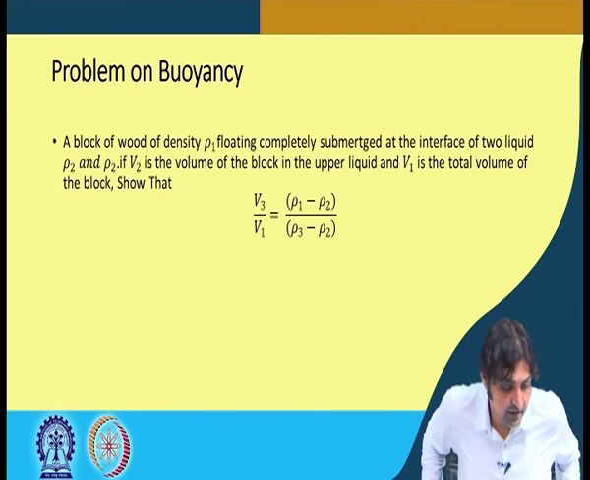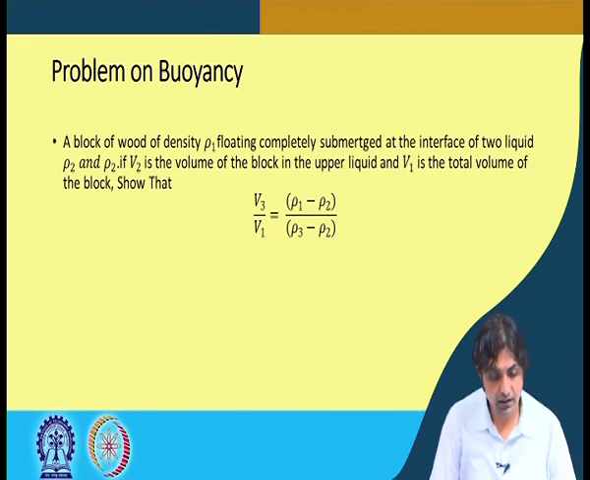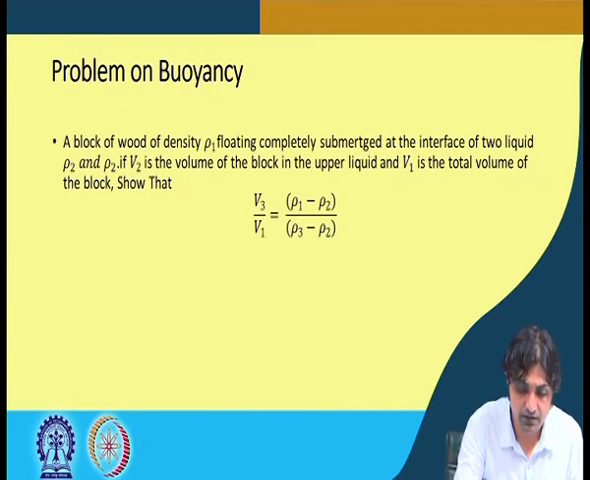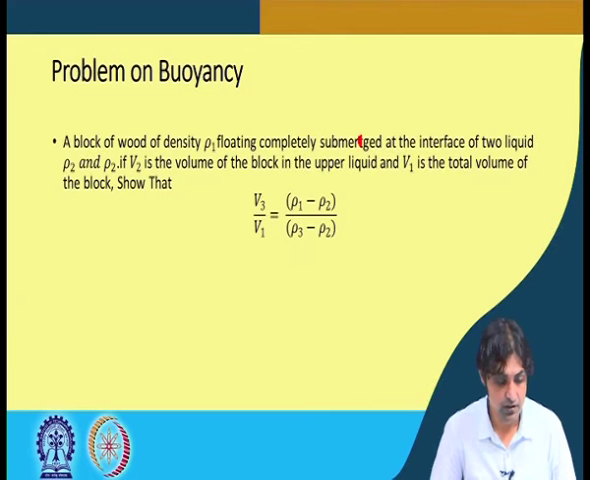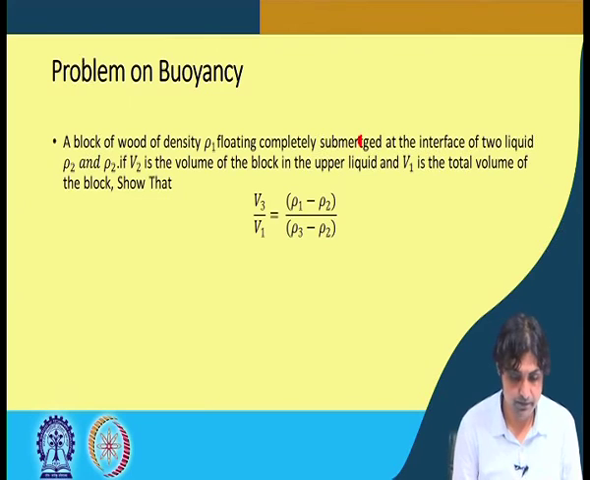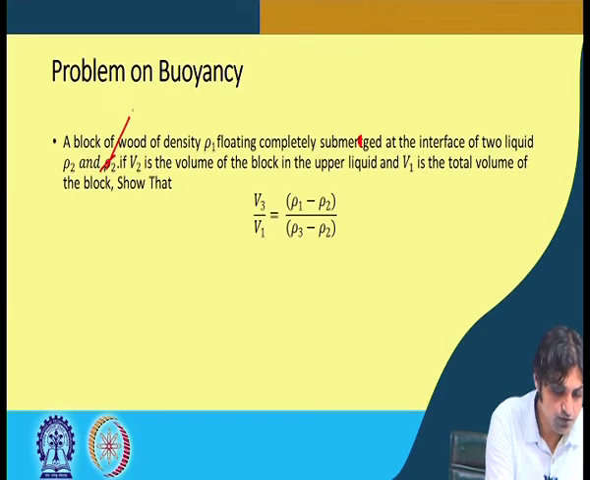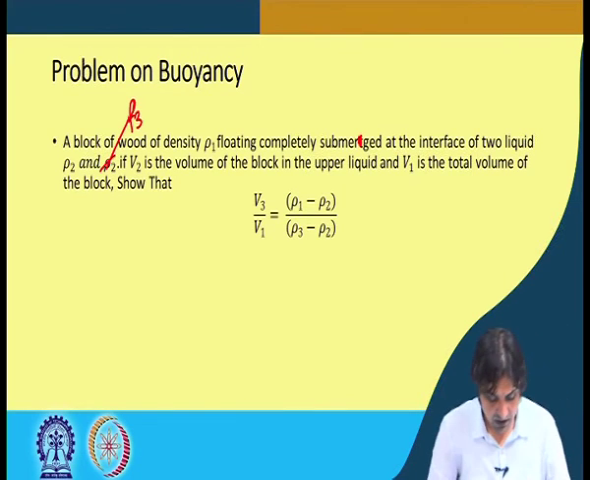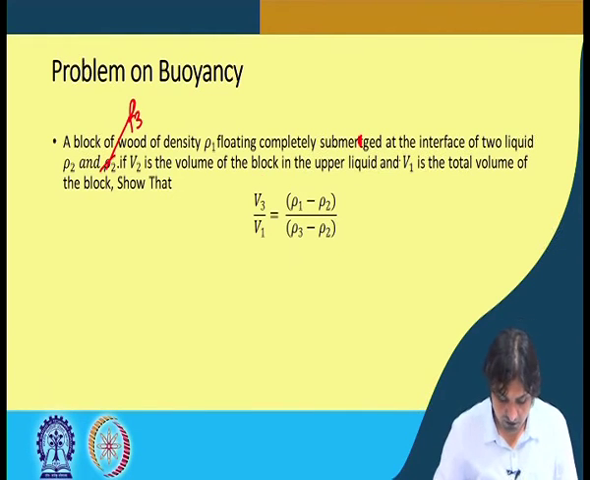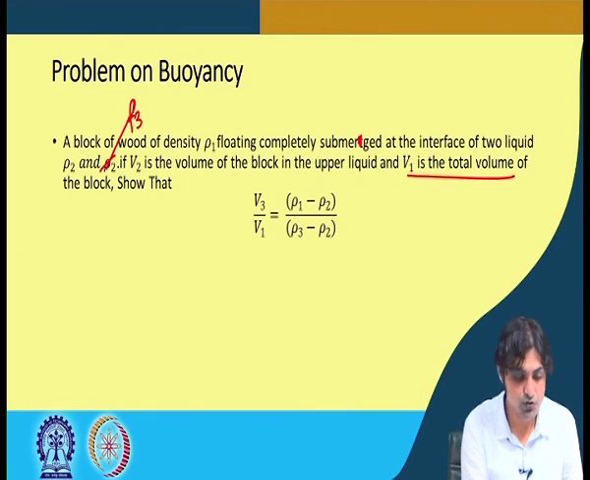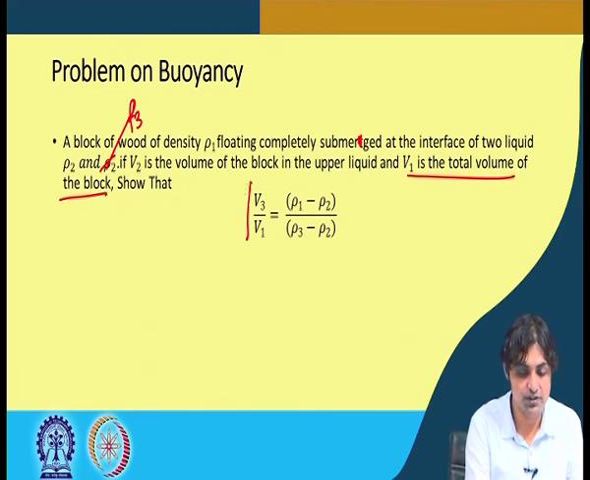It says a block of wood of density rho 1 is floating completely submerged at the interface of two liquids rho 2 and rho 3. I think the spelling here is wrong, and it should be rho 2 and this should be rho 3. I am very sorry for this typing error. If V2 is the volume of the block in the upper liquid, and V1 is the total volume of the block, we have to show this equation.